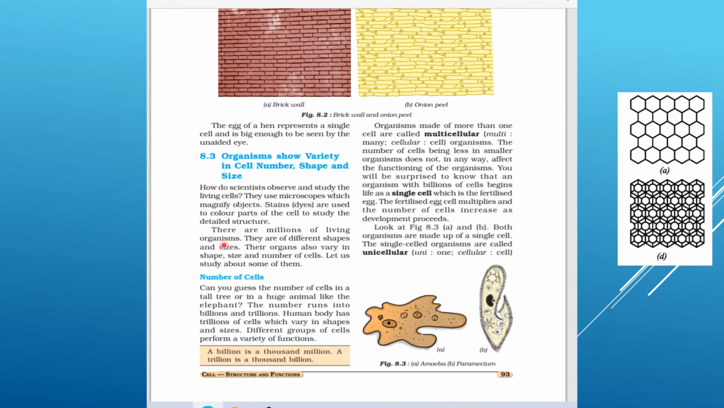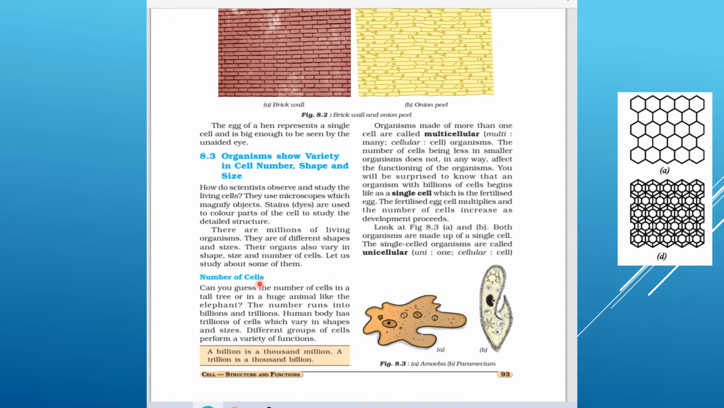There are millions of living organisms. They have different shapes and different sizes. Their organs vary in shape, size and number. So in this chapter, we will study all of them.